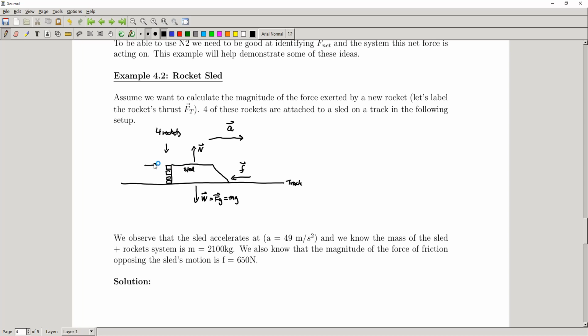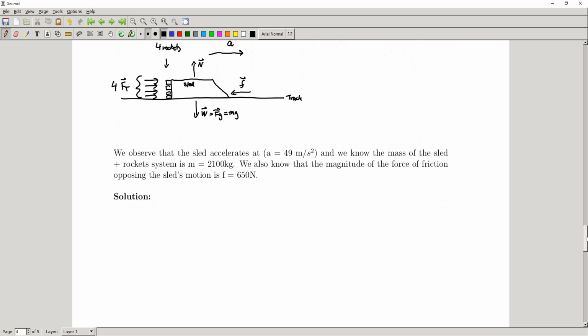We have 4 thrusts here. These are our 4 forces of thrust pushing in that direction, and we've already drawn in our force of friction, which is opposing motion here. Okay, so that's kind of the setup. Now when we want to solve the problem, the first thing that I would do is draw a free body diagram, right? So free body diagram.